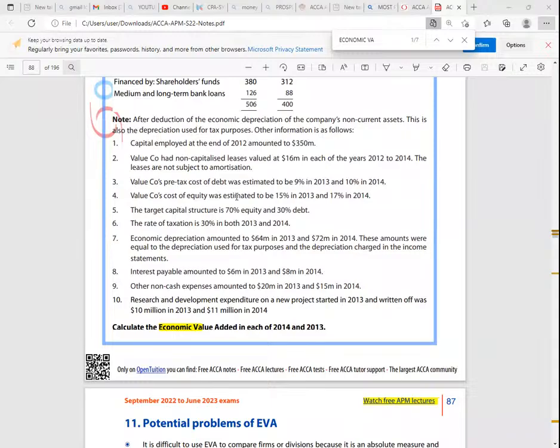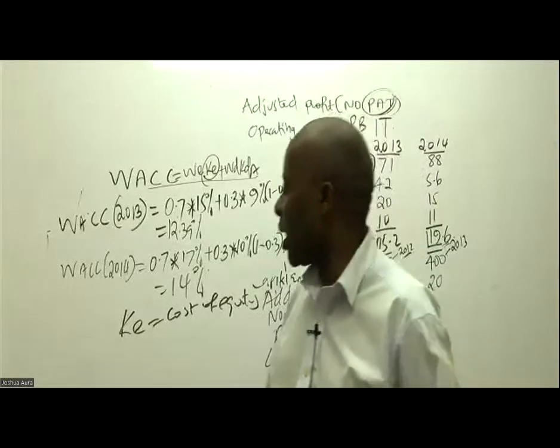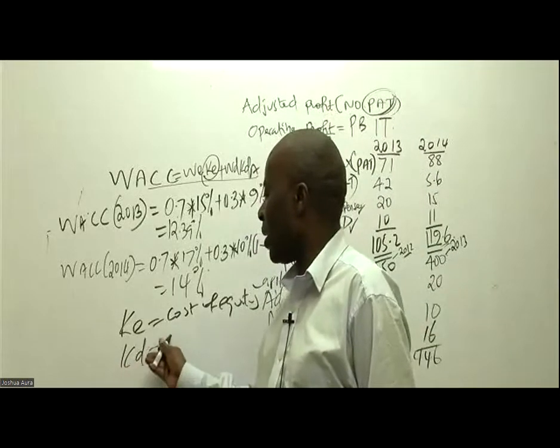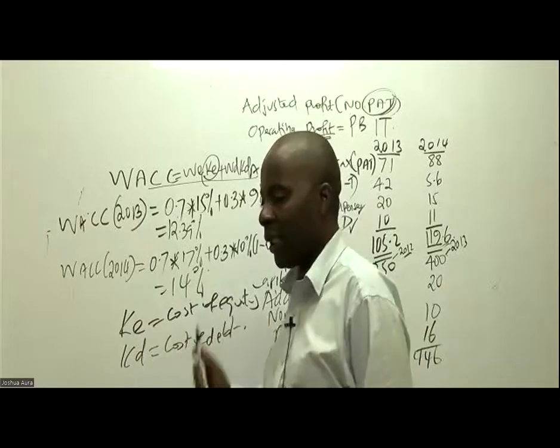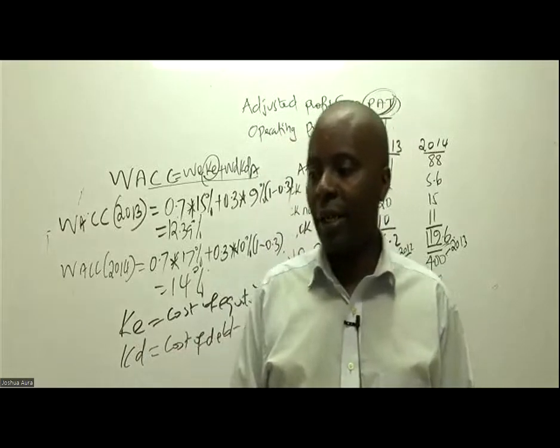They have given you the cost of equity for the 2 years. If it's 2013, it's 15%; 2014 is 17%. And then we have KD. KD has also been given. It's about just plugging in. Remember, KD stands for cost of debt.